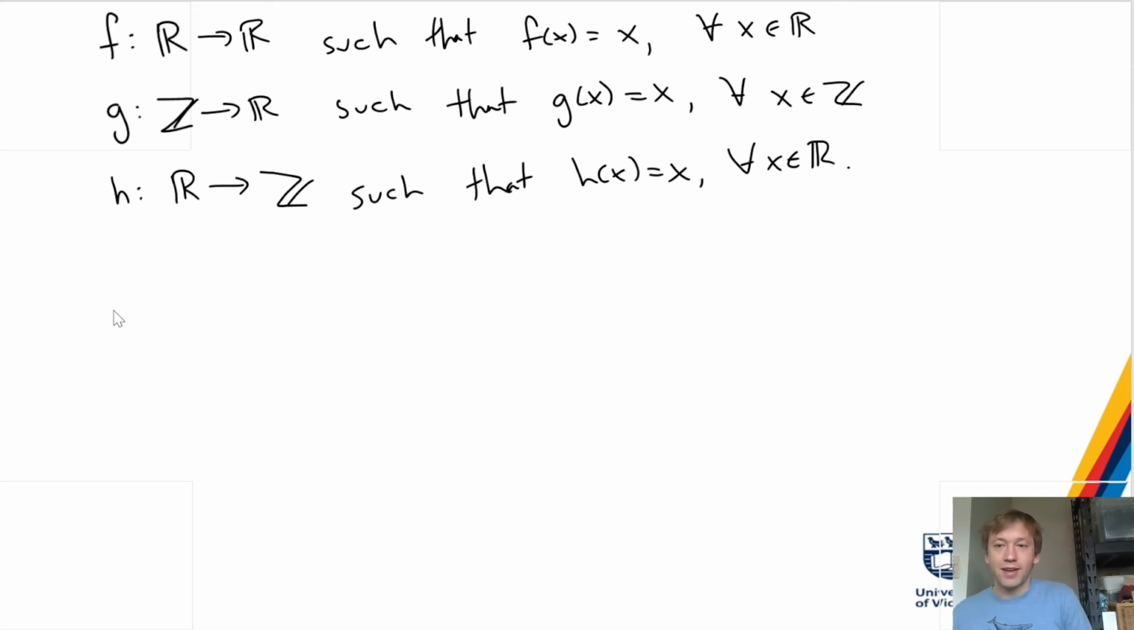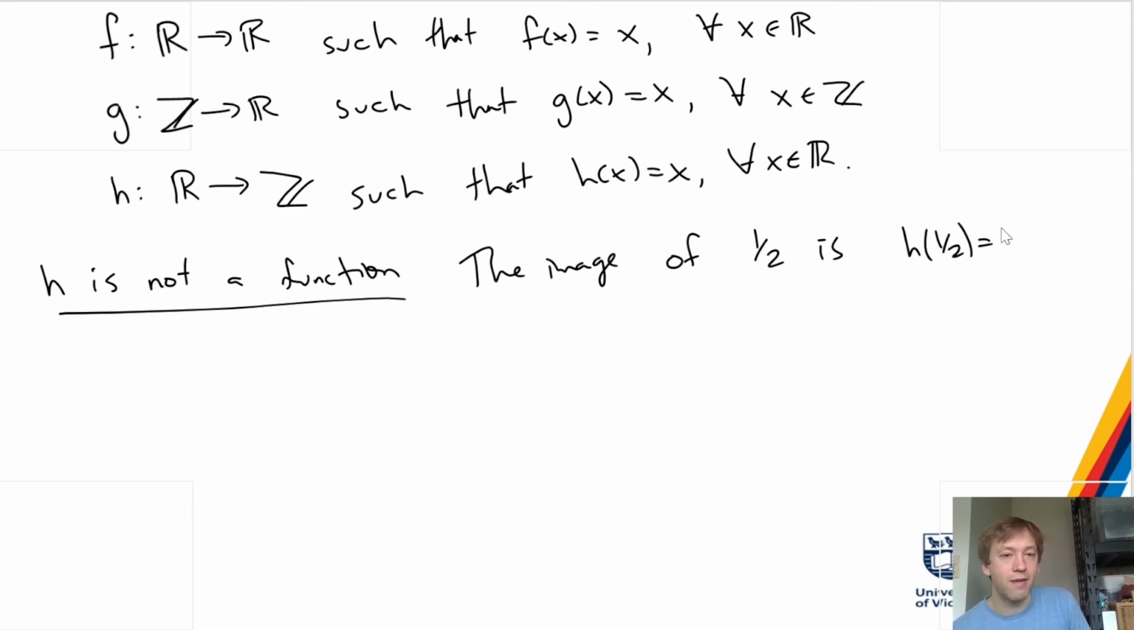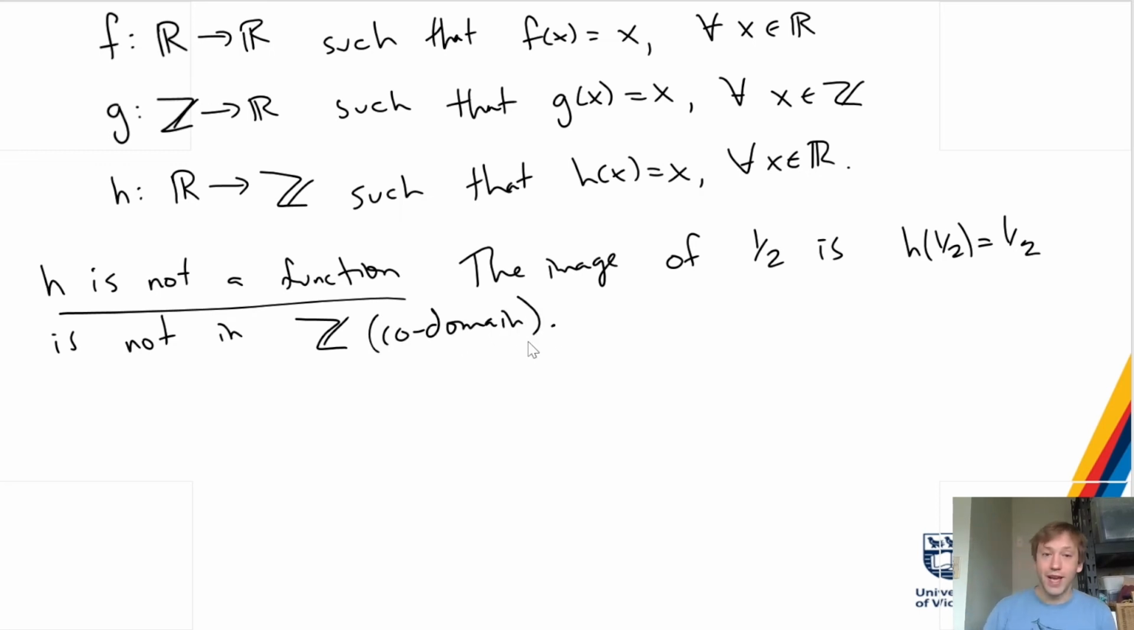Now, here's the thing. Let's start with the third function, h, in quotes. I should point out here, h is not a function. The reason is that a function must have the property that every image is in the codomain. But the image of the number 1/2, h of 1/2, is a half, and this is not in Z, which is the codomain. So therefore, h is not a function.